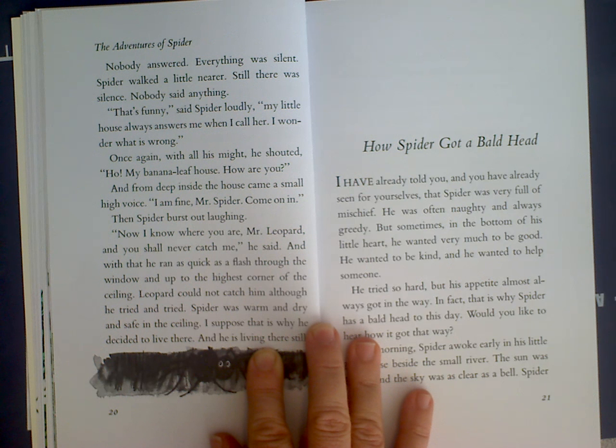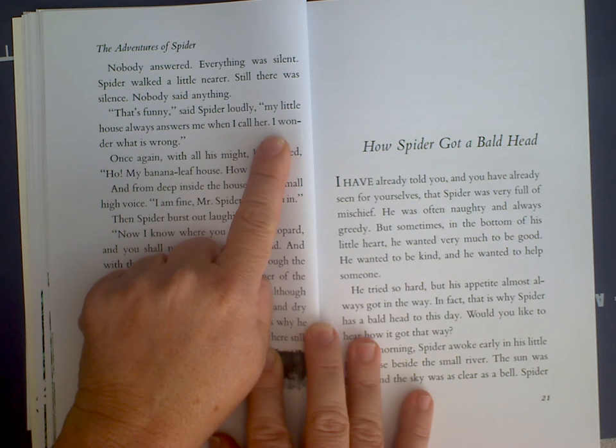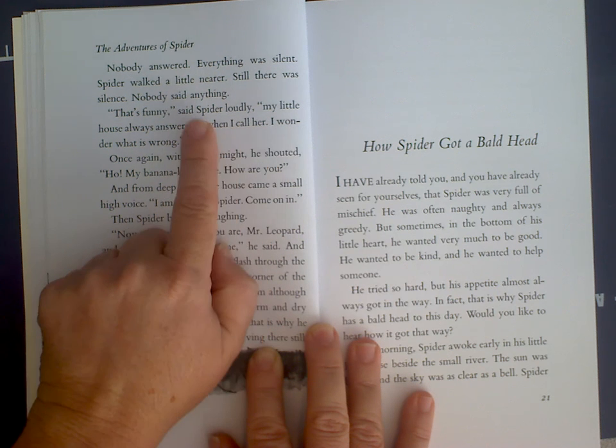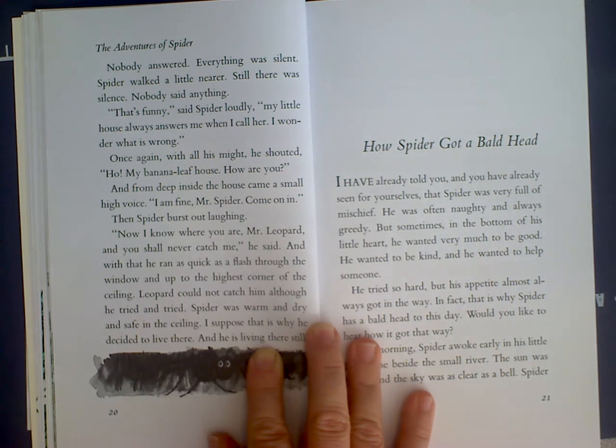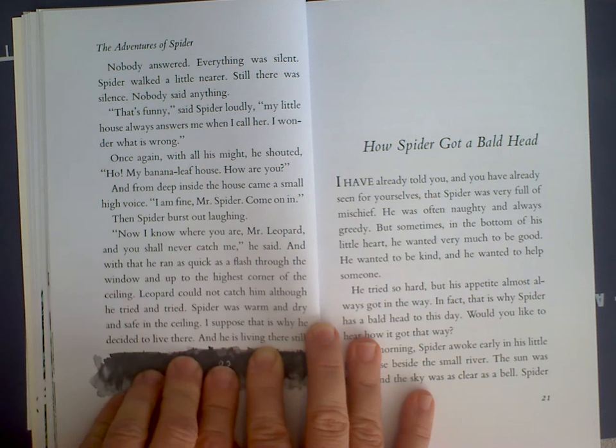So this is another place where point of view can get tricky. See the "I" right here? That's because that "I" is part of the dialogue, so it does not count toward point of view. We still know that the narrator is outside the story, looking in, and Spider is not our narrator. He is just speaking some dialogue. So you have to be careful about that when the "I" is right there in the dialogue.